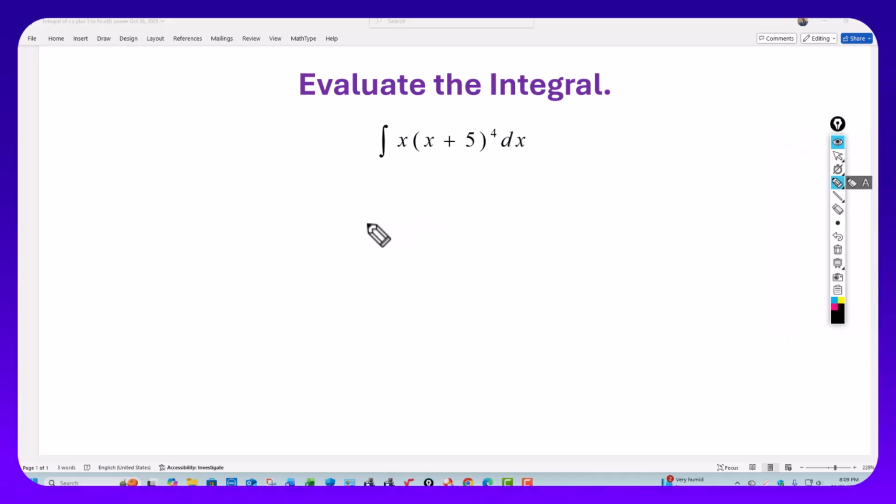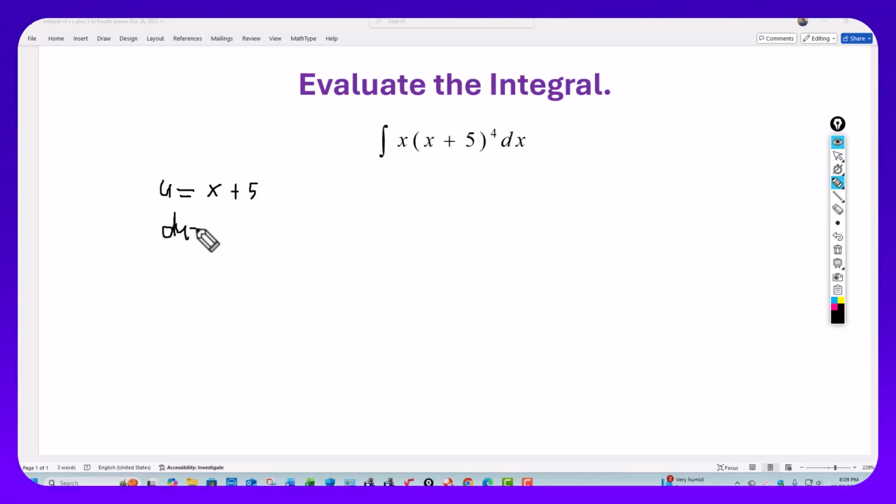The second method is the one I would prefer, because even though the exponent is not that large, what happens if this is in the 10th power? Then it'd be real messy. So let's start by letting u equal x plus 5. See if we can get a u substitution here to work. Let u equal x plus 5. That'll be this expression right here in the parentheses.